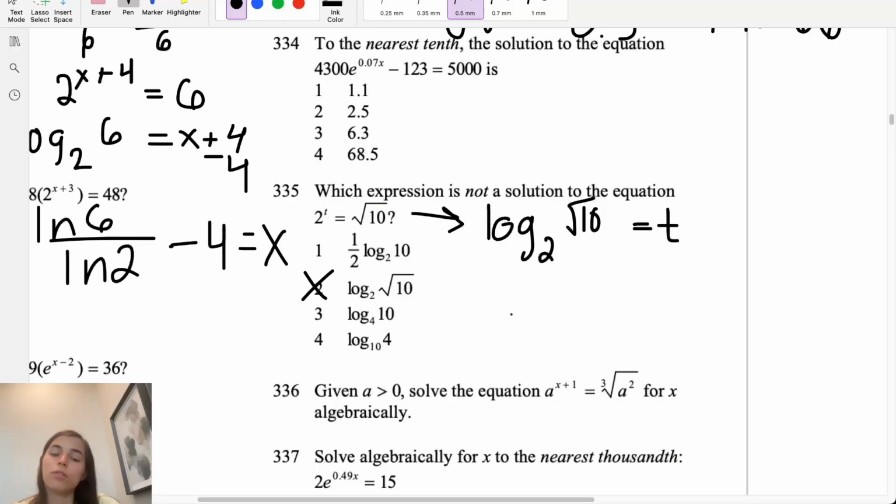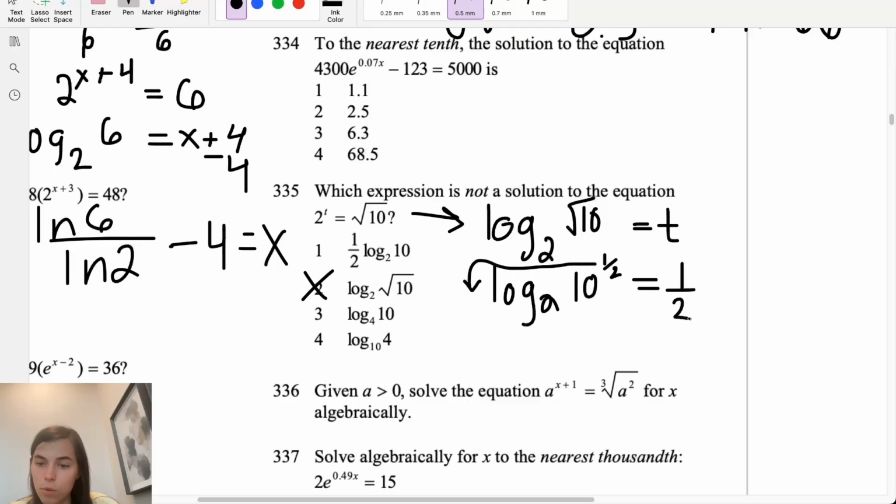And then something interesting that we have here with our log rules is that, well, first of all, the square root is also an exponent of 1/2, which that exponent of 1/2 we can put in front. So we can actually get this to be 1/2 log base 2 of 10, which is this right here. So yes, that's allowed.